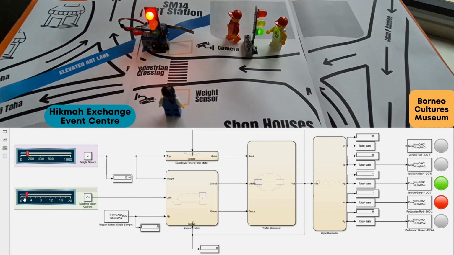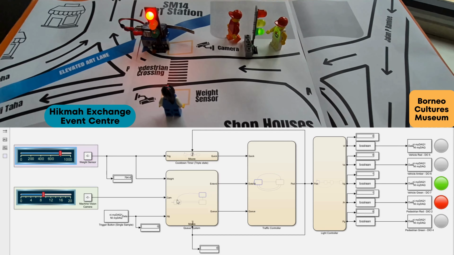Alright, so the third scenario is when there is a lot of people offloading from the train. They have just arrived at the station and it is a peak hour, so there are a lot of pedestrians at the curb waiting. So if we trigger the weight sensor and the machine vision camera, we change the slider to more than 8 people and the weight of more than 700 kilograms.